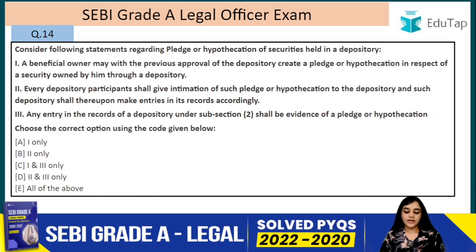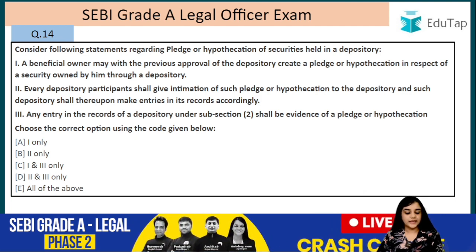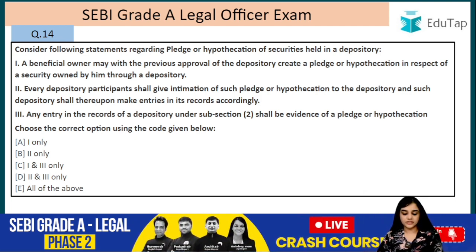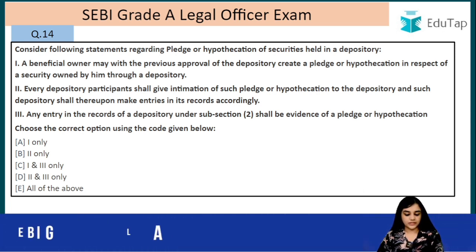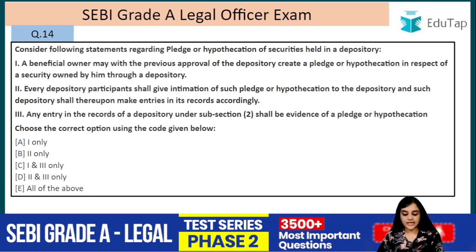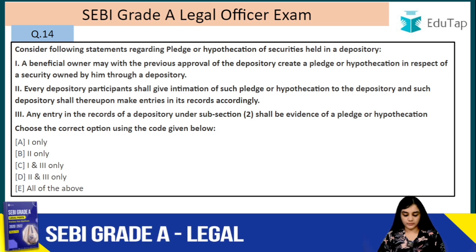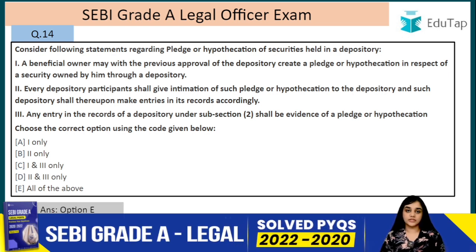Question number 14. Consider the following statements regarding pledge or hypothecation of securities held in depository. A beneficial owner may, with the previous approval of the depository, create a pledge or hypothecation in respect of a security owned by him through a depository. Every depository participant shall give intimation of such pledge or hypothecation to the depository, and such depository shall thereupon make entries in its record accordingly. Any entry in the records of a depository under subsection 2 shall be evidence of the pledge or hypothecation. Choose the correct answer using the code given below. The answer to this question is E, that is all of these statements are correct.